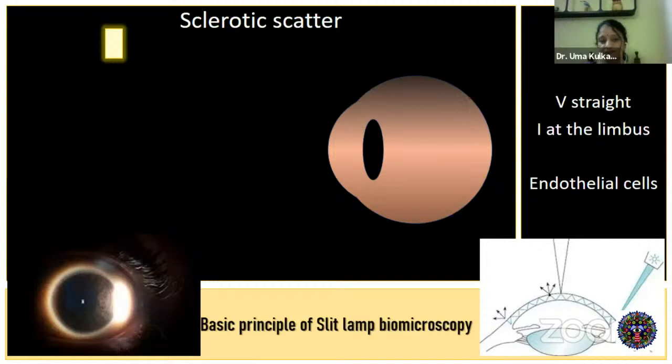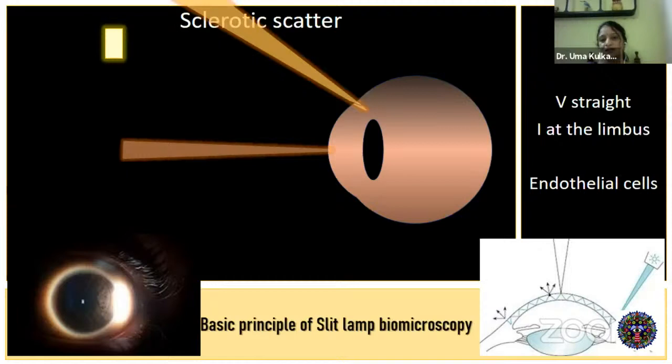So this is called a sclerotic scatter. Sorry, this is not for endothelial cells. Okay, so this is what happens.